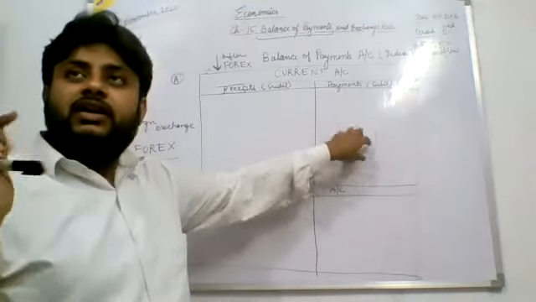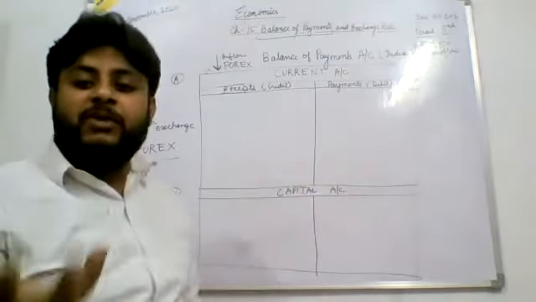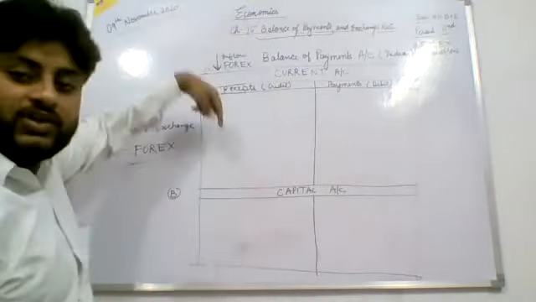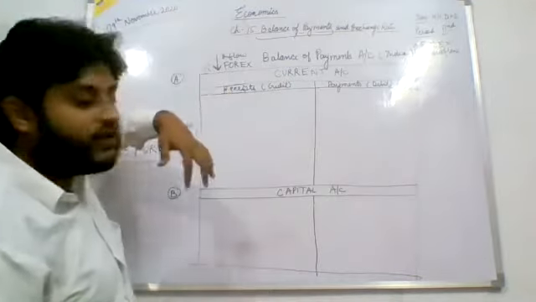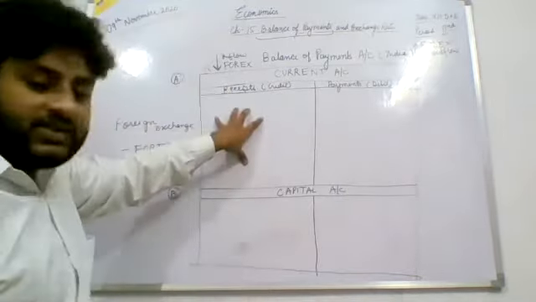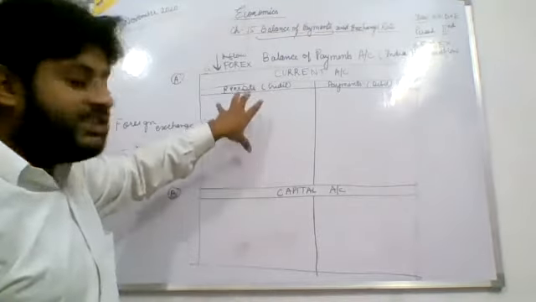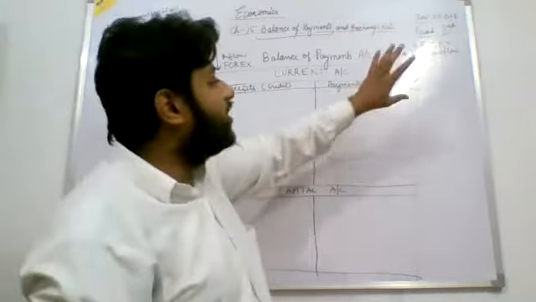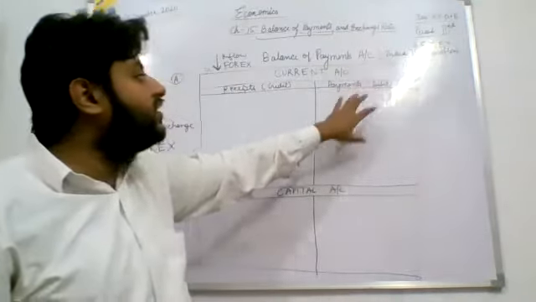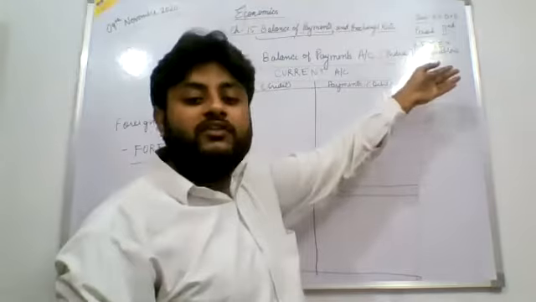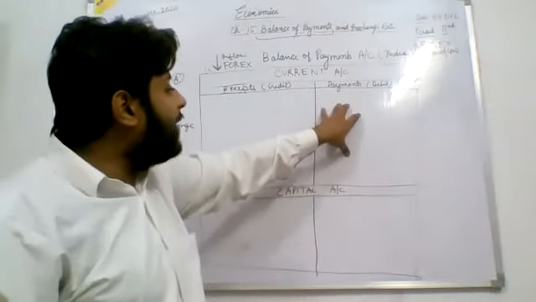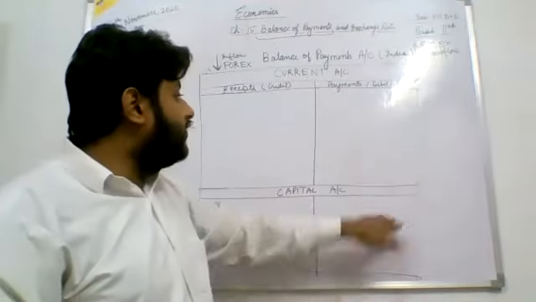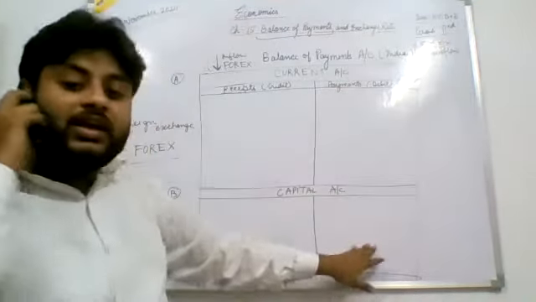Remember this. This is kind of a mantra of the balance of payment account, that whenever foreign exchange is coming to our country, whenever there is inflow of foreign exchange, then it will be credited. It will be written on the receipt side, either it is current account or capital account. And whenever the foreign exchange is going from our country, whenever there is outflow of the foreign exchange, then the payments will be written on the debit side, whether it is your current account or capital account.